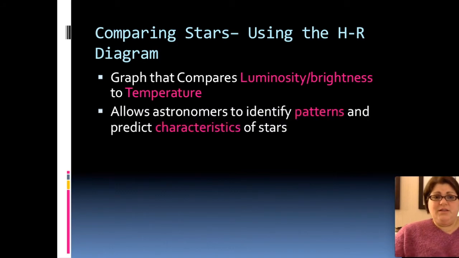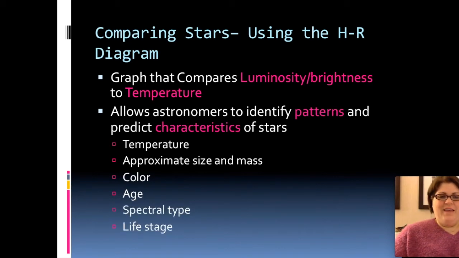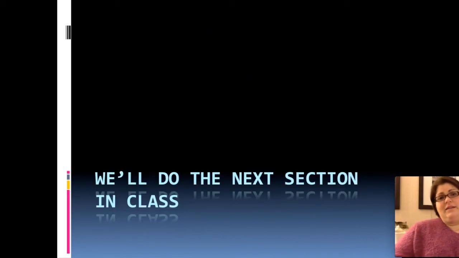Being able to place a star in the HR diagram allows us to identify lots of patterns and characteristics of the stars, including its temperature, its size, its mass, its color, its age, its spectral type, and most importantly, what stage of development it is. We'll get there in our next section. We're going to do an activity regarding the HR diagram, so skip ahead in your notes to the next section, and we'll come back to this in class.